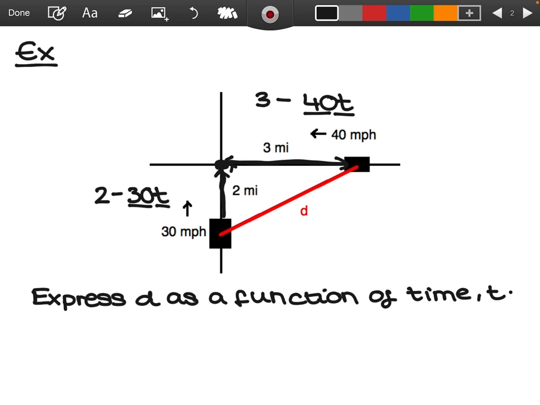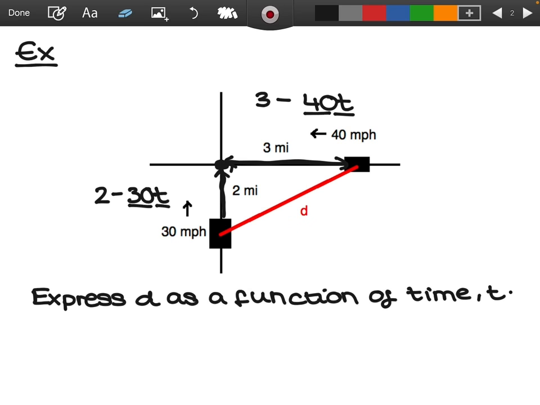which is going to be the 2 miles that we started out at, and as the car is moving closer, that distance is going to shrink. So it's the 2 miles minus the distance that the car has travelled at time t, which is minus 30t. Okay. Now we've got to express that distance, that straight line distance d, as a function of time.